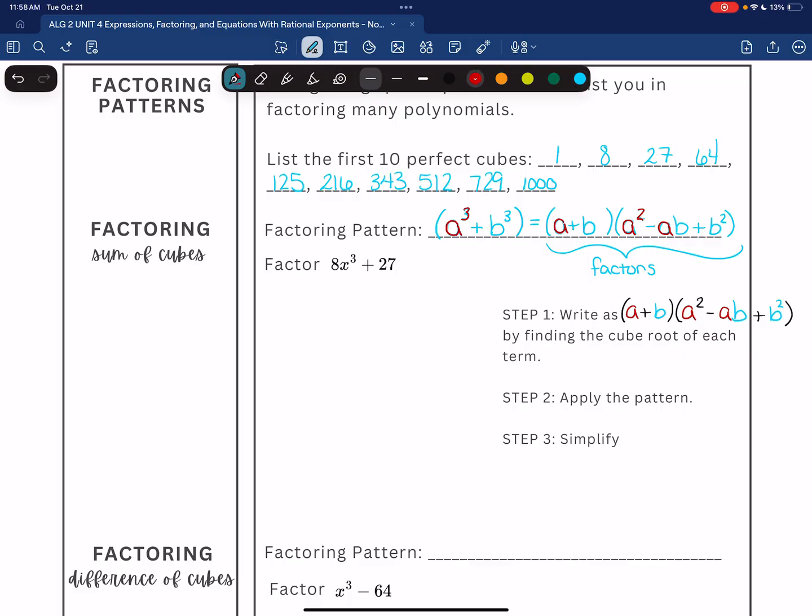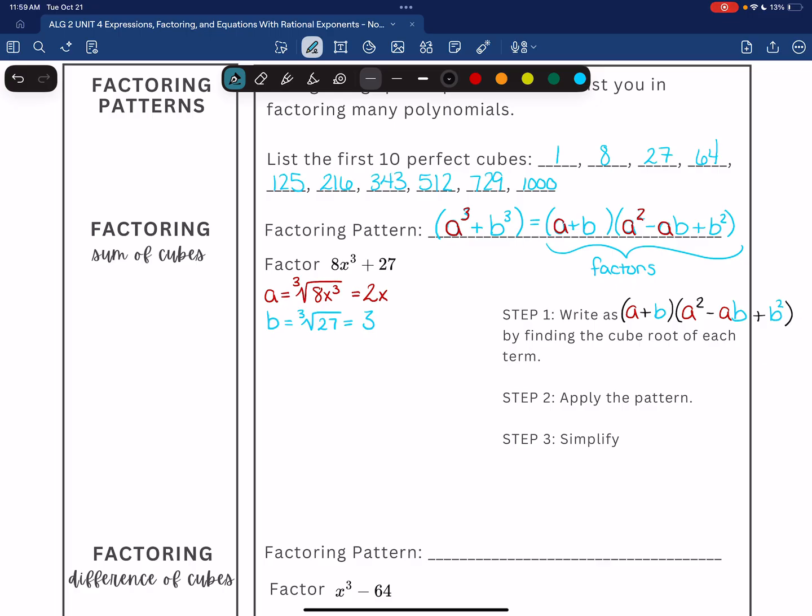So we're going to write it in that format by finding the cube root of each of our terms. We're going to find our A value by taking our first term and taking the cube root of it. What's the cube root of 8? In other words, what cubed is 8? It's 2. And what cubed gives you x cubed? Just x. Similarly, we're going to do so for our B. To find B, we're going to take the cube root of our second term. What number cubed is 27? That's 3.